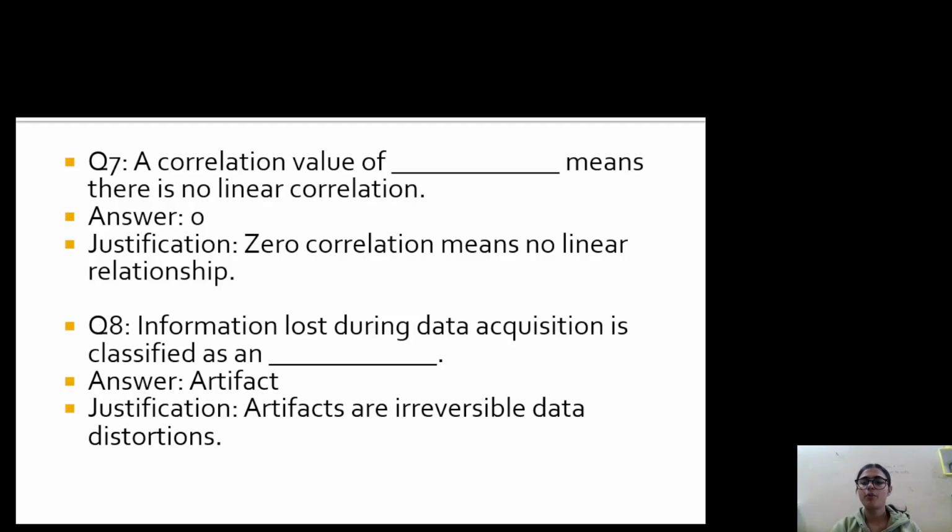Next, information lost during data acquisition is classified as dash. So the correct answer is artifacts. Artifacts are errors or distortions generated during data collection. They permanently affect data quality and these cannot be recovered.